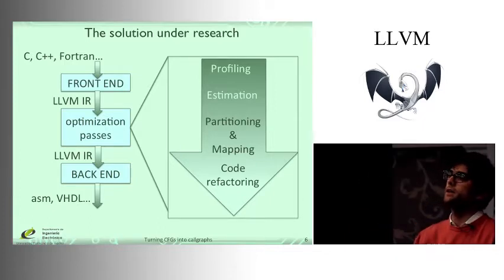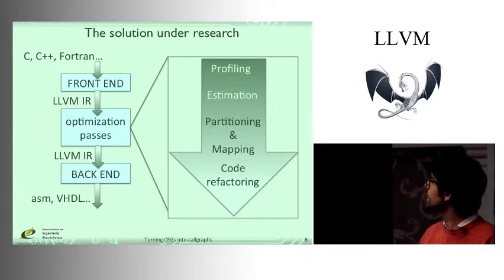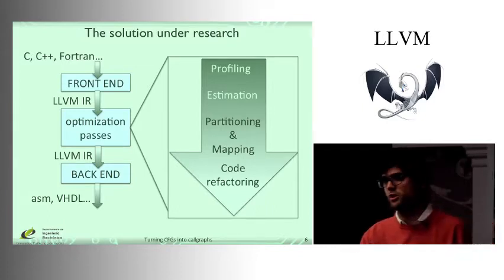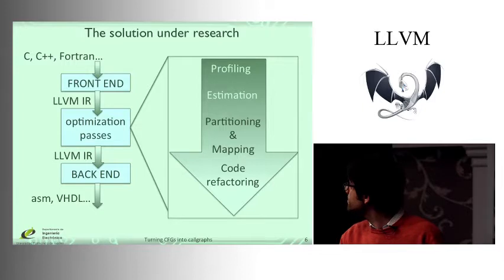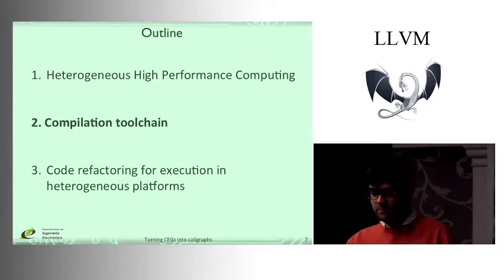We divide our application into 4 passes mainly: the profiling and estimation, the partitioning, the mapping, and code refactoring. This talk is mostly about the last one, code refactoring, since profiling and estimation are at an early stage now. Okay, so my compilation toolchain looks like this.